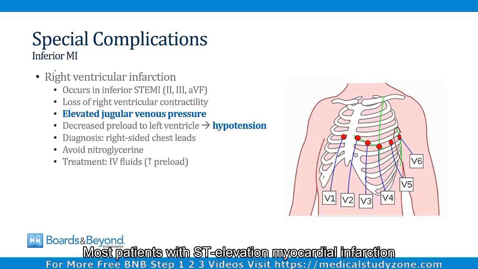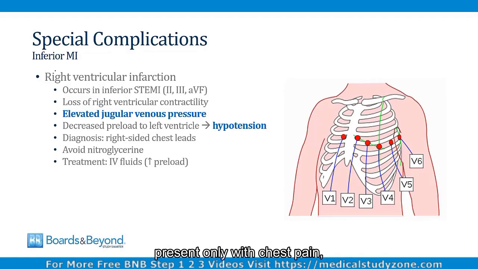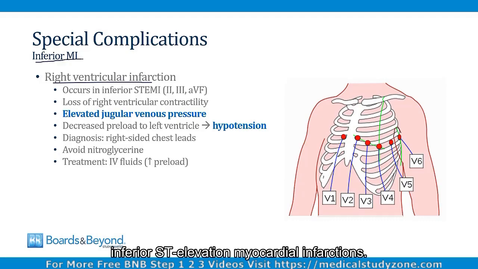Most patients with ST elevation myocardial infarction present only with chest pain, but there are some patients who present with other features that are a result of special complications of STEMI, so let's talk about those now. The first one we'll talk about is a right ventricular infarction, which is a complication of inferior ST elevation myocardial infarctions. So when we say a patient has an infarction of the anterior wall or the lateral wall or the inferior wall, we are talking about the walls of the left ventricle.